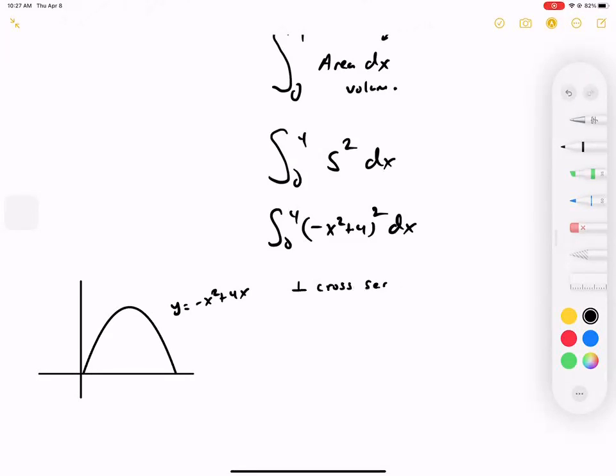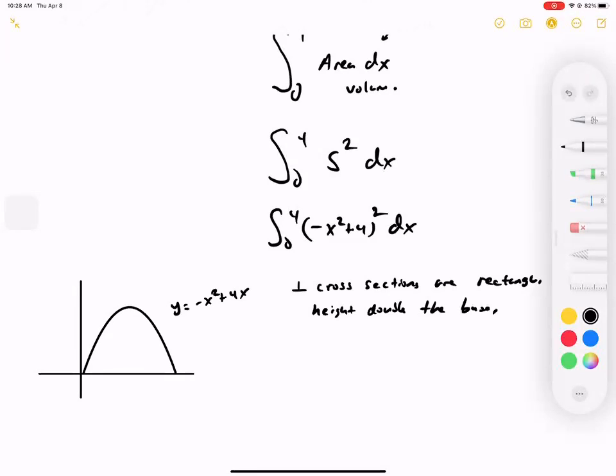Cross sections are rectangles, where the height is double the base. Okay, the height is double the base.